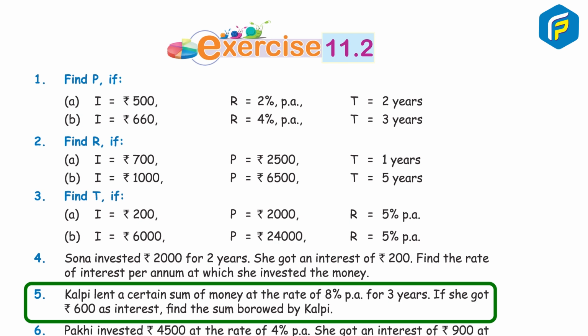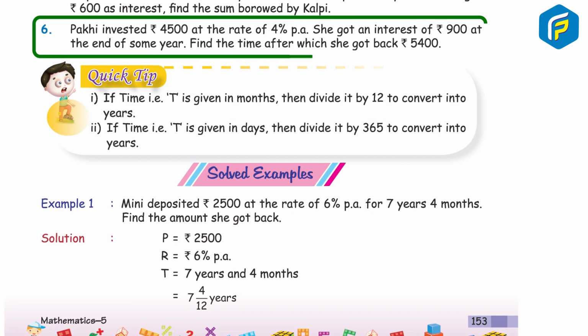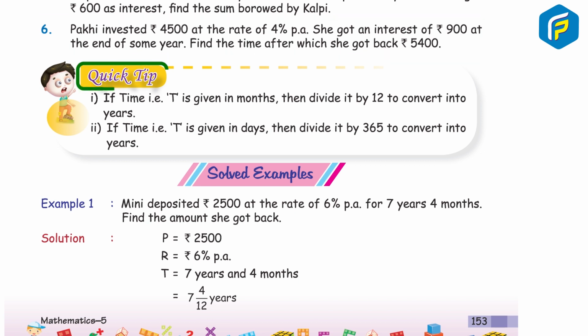If she got rupees 600 as interest, find the sum borrowed by Kalpi. Answer: 2,500. Question 6. Pakhi invested rupees 4,500 at the rate of 4% PA. She got an interest of rupees 900 at the end of some years. Find the time after which she got back rupees 5,400. Answer: 5 years.